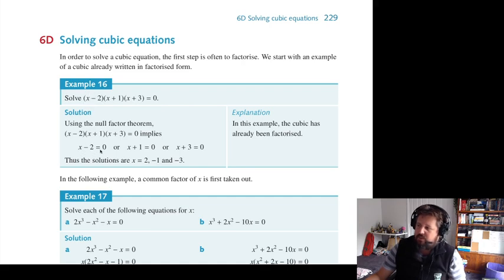so x take away 2, when x plus 1 is equal to 0, and when x plus 3 is equal to 0. On each of those occasions we can rearrange things and we can find out what the solution is for x. Obviously here, moving 2 over to the other side, x is equal to positive 2. Here x is equal to negative 1, and here x is equal to negative 3. Okay, so I think that one should be pretty straightforward and people should be fairly happy with that one.